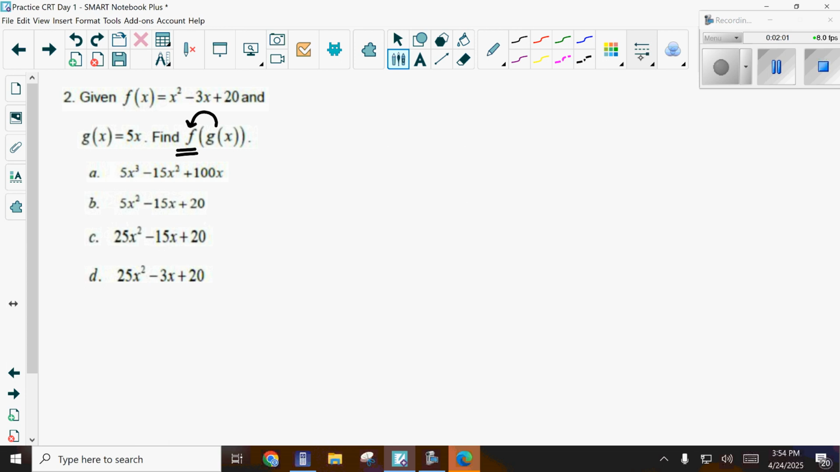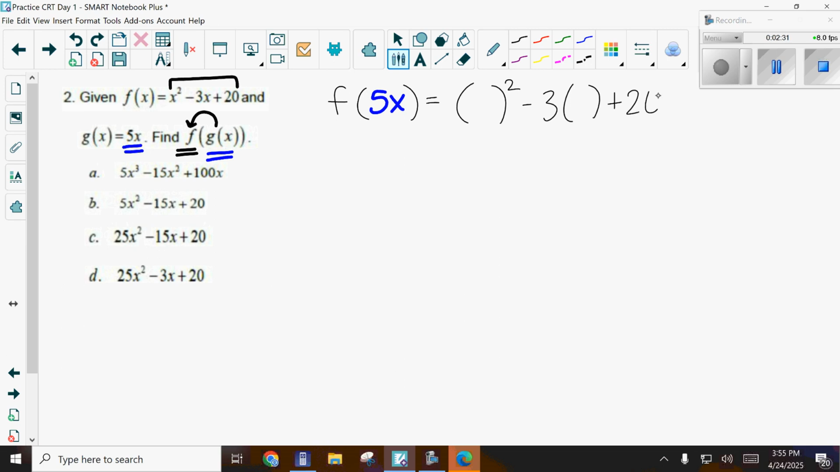So what I'm going to do here is I'm going to write down f, but I'm going to go see what g of x is equal to. G of x is equal to 5x. So I'm going to put a 5x right here. Now my f function is going to be the one that gets all the parentheses. So the f function, which is located right here, it's going to have a few parentheses. So it's going to have, let's see, parentheses squared for the x squared, minus 3 parentheses, and then plus 20.